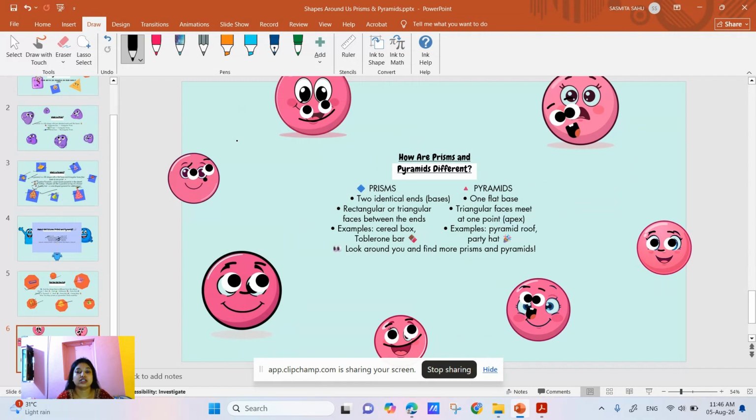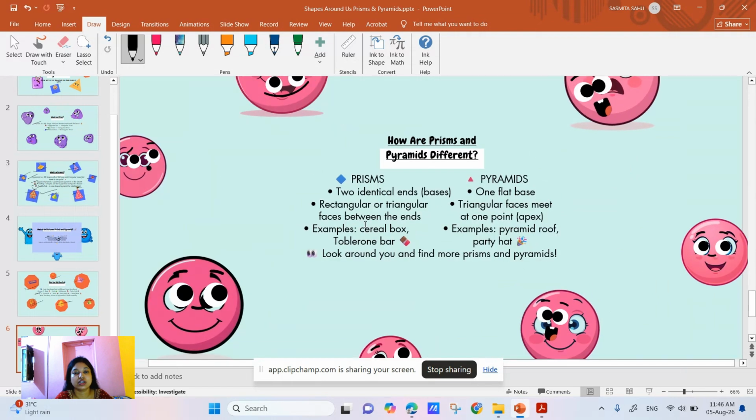So there are some points which differentiate prisms and pyramids. Okay. Prisms have similar bases, that means two identical ends, that means two identical bases. Pyramids have only one flat base. Rectangular or triangular faces between the ends. Okay, triangular faces in pyramids meet at one point. So prism examples are a cereal box, a Toblerone bar. Pyramid examples are a pyramid roof, a party hat.